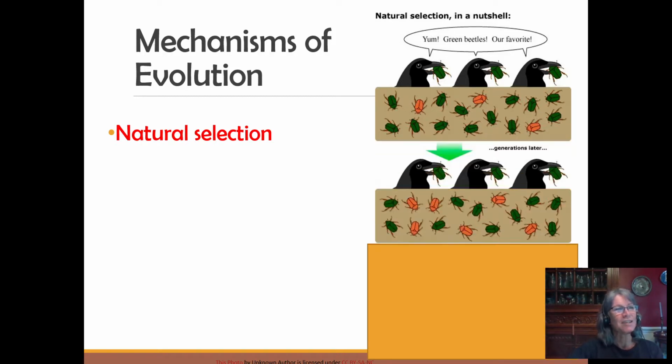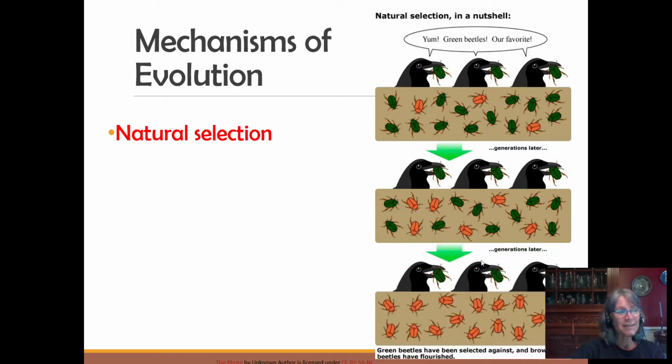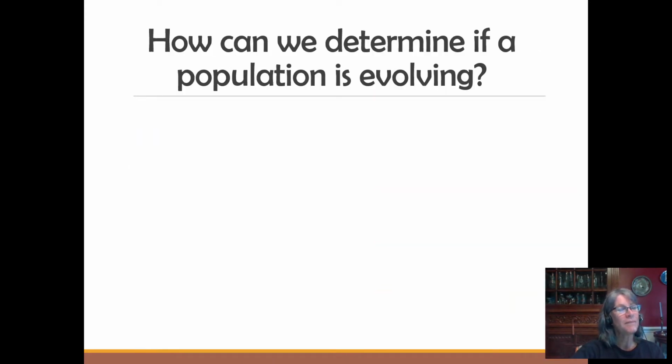So this is it in a nutshell. Here we have green and orange beetles, and the crows prefer the green beetles. So over time, the green beetles will be eaten preferentially, leaving more orange beetles to survive to reproductive maturity, to reproduce, until eventually we have this change in population from orange being a relatively minor percentage of the population to a greater percentage. So that population has changed over time. So how do we determine if a population is evolving?